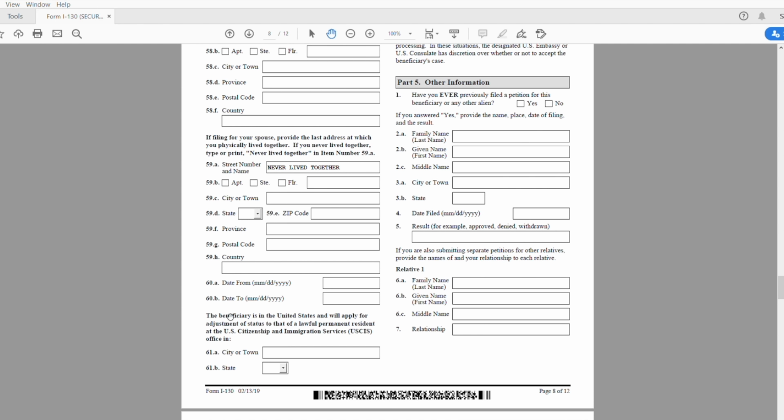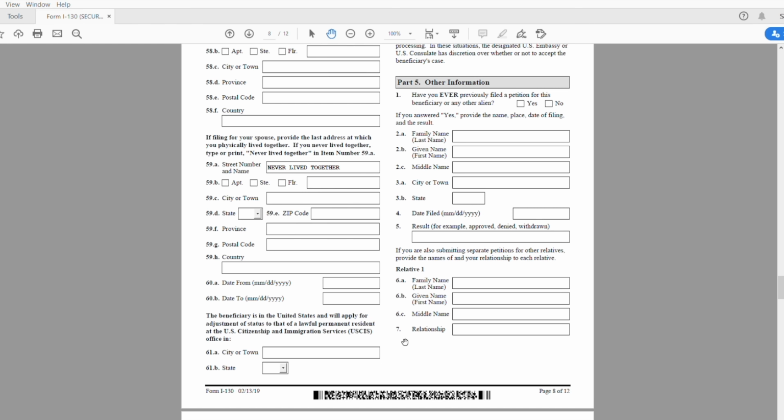Moving on. The beneficiary is in the US and will apply for adjustment of status to that of a lawful permanent resident at the USCIS office in... If you're applying for an adjustment of status, you would indicate the city and state that has jurisdiction over your case. So for example, I'm located in Edison, New Jersey.